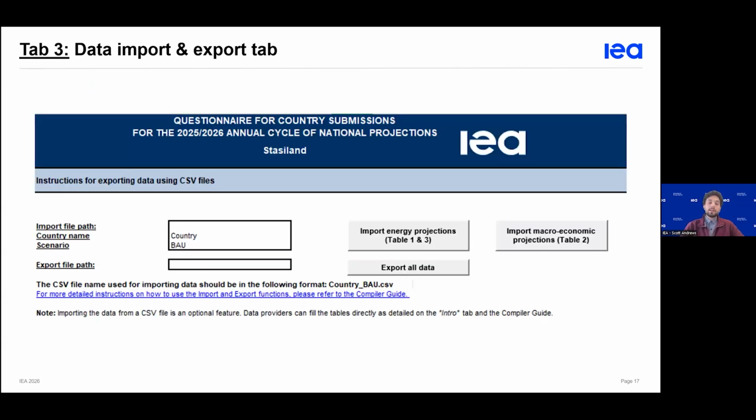Then if we follow the next tab, this is the data import and export tab. The import buttons here are used if you wish to automatically fill the tables in the questionnaire by formatting a CSV with values instead of entering it manually onto the orange tabs I mentioned before. Instructions on how to do this are in the compiler's guide. If you intend to fill values manually in the questionnaire tabs, then you don't have to worry about this tab at all.